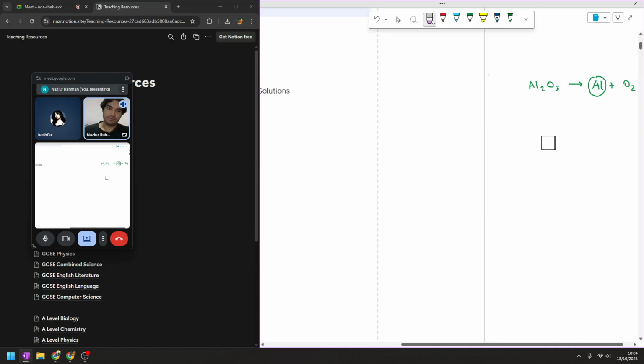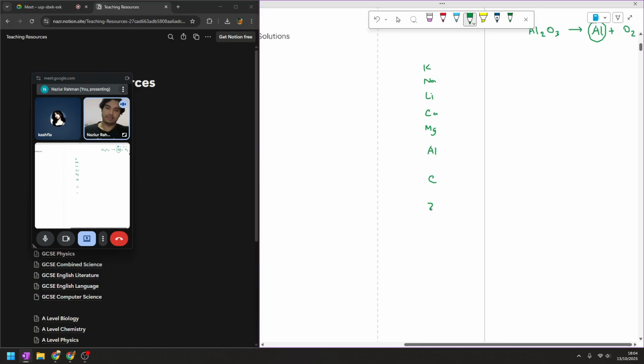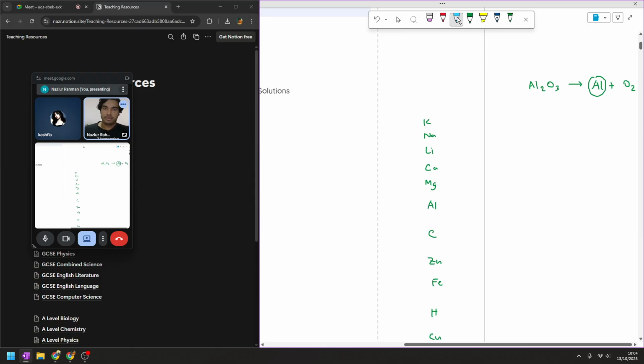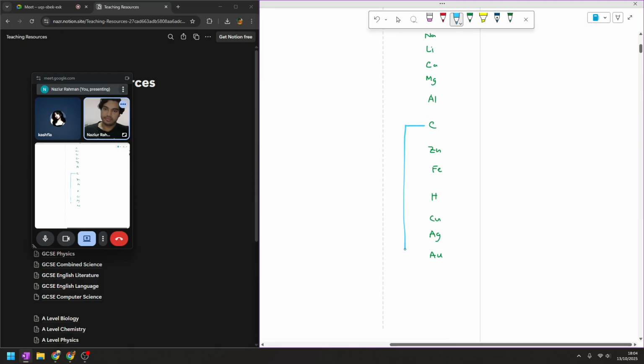So we only need this for metals more reactive than carbon. If you look at the reactivity series, you'd have potassium, sodium, lithium, calcium, magnesium, and then you have aluminium, and then carbon, and then zinc, iron. A few more metals here, but we just need to know about zinc and iron, and then we have hydrogen, and then copper, silver, gold. So metals that are less reactive than carbon, all of these metals here, we can simply reduce with carbon.